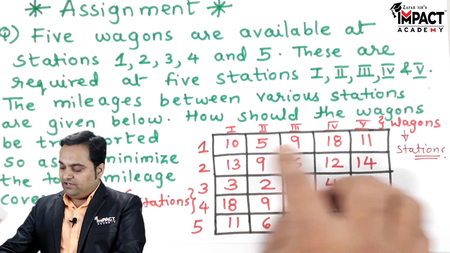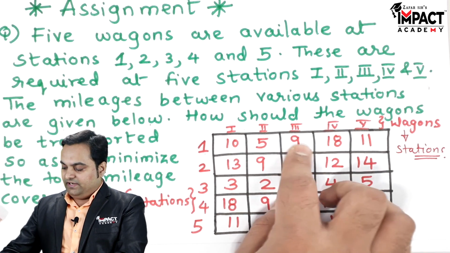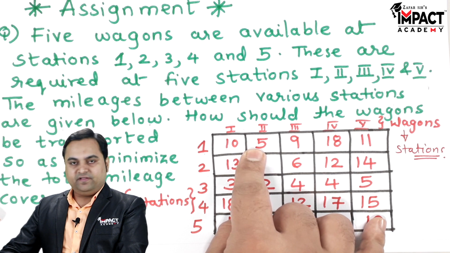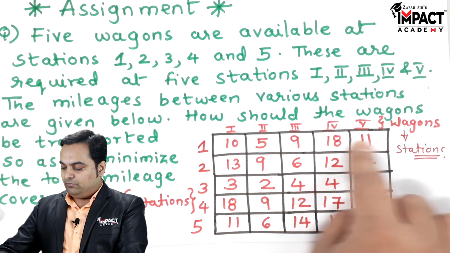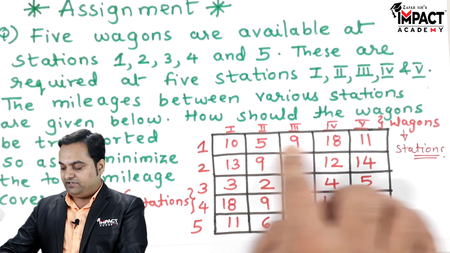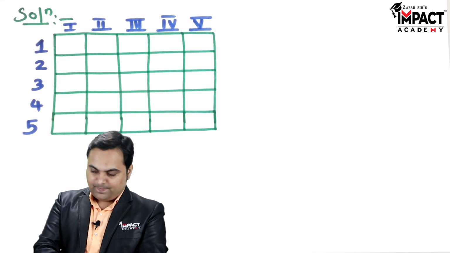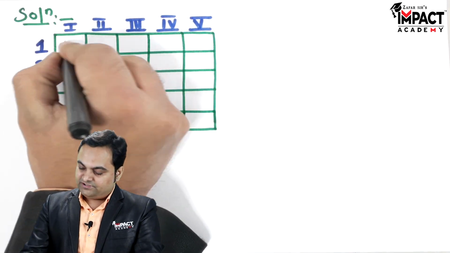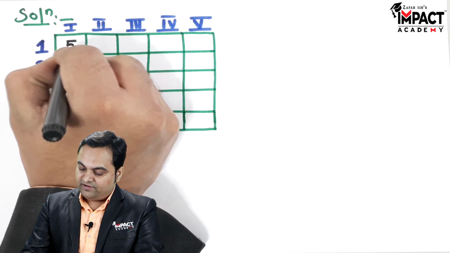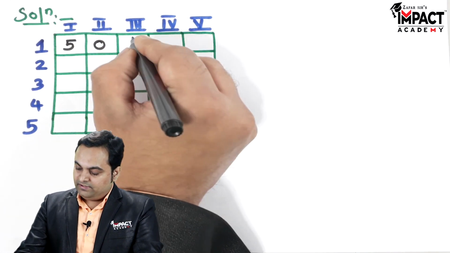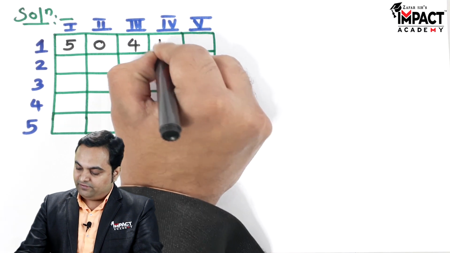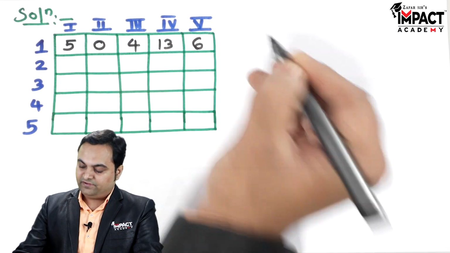And then look at the first row, select the minimum value, for example it is 5, subtract 5 from each of the elements over here. So I am subtracting 5 from each of the elements and writing the first row. So the first element is 10, 10 minus 5, that is 5, next 5 minus 5, 0, 9 minus 5, that is 4, 18 minus 5, 13, 11 minus 5, that is 6.